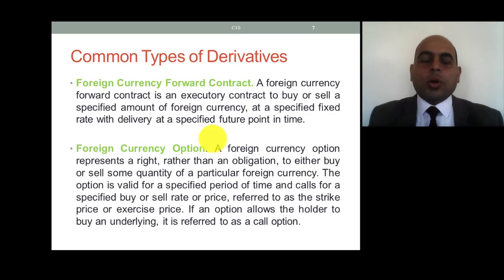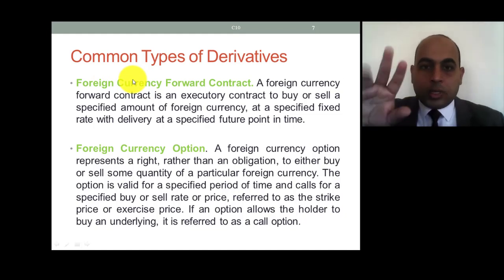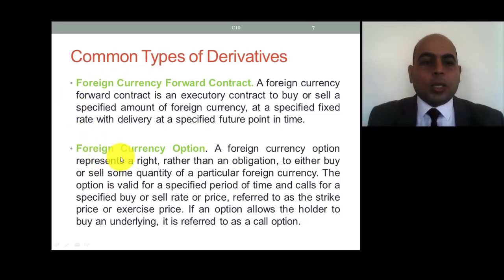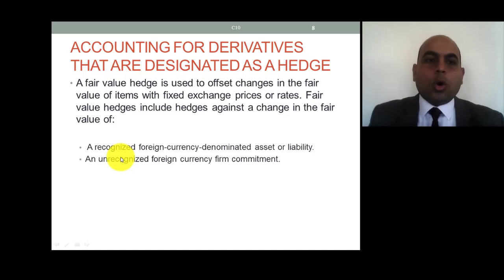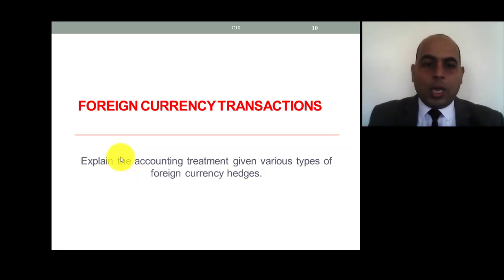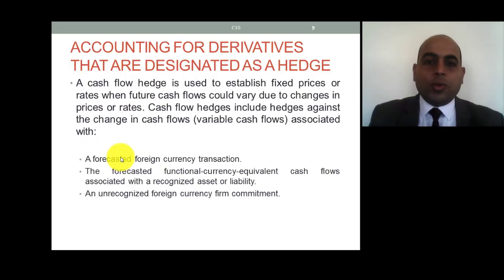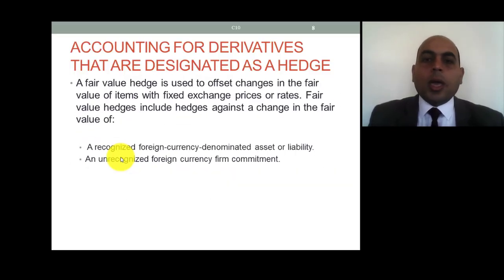As we discussed before in the previous videos, we may enter into a foreign currency forward contract or foreign currency futures contract, and we have discussed the difference between both of them. Also, we can enter into a foreign currency option. Now the point is, we have two options to protect ourselves. We have fair value hedge and we have cash flow hedge.